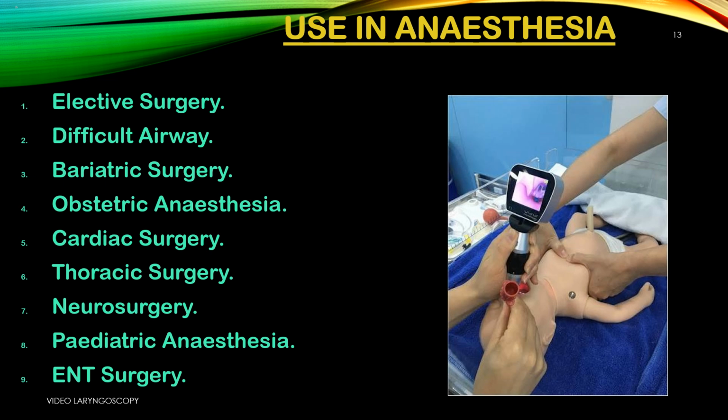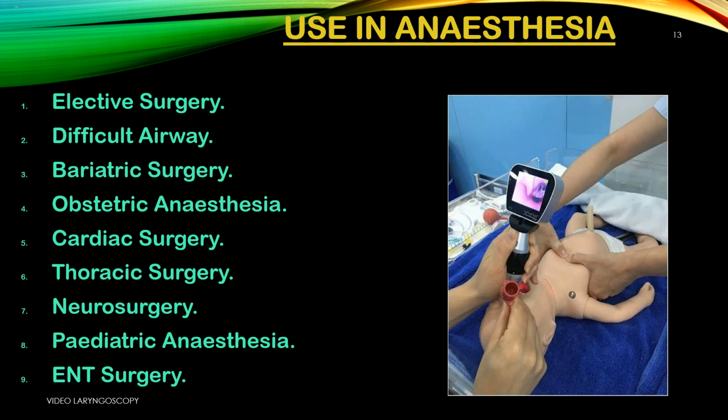2. Difficult airway. Anticipated or unexpected hard intubations. The camera helps visualize around the corner when direct laryngoscopy fails. 3. Bariatric surgery. Patients with obesity often have excess soft tissue. VL improves glottic view and first pass success. 4. Obstetric anesthesia. Pregnant patients have airway edema and higher aspiration risk. Quick, successful intubation is critical.